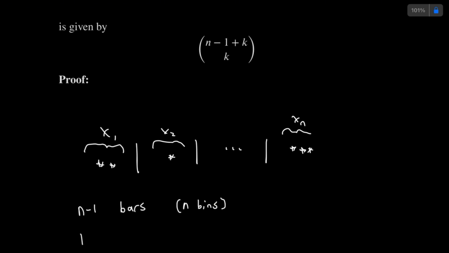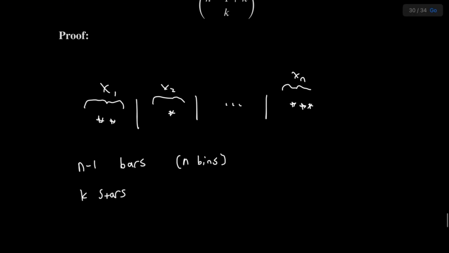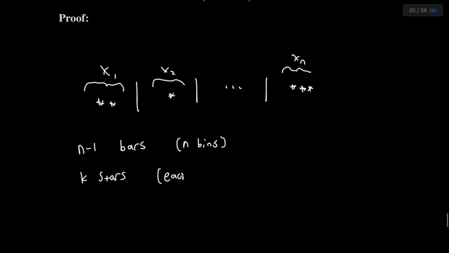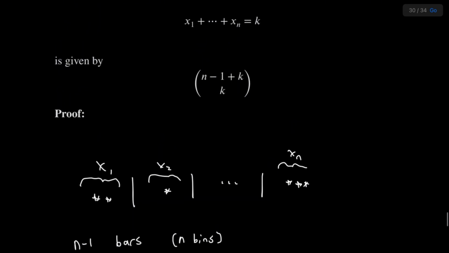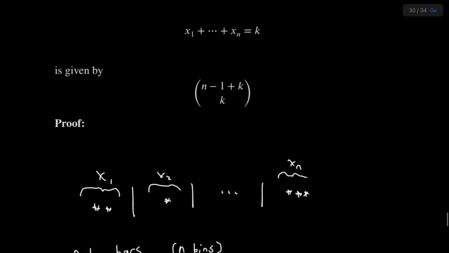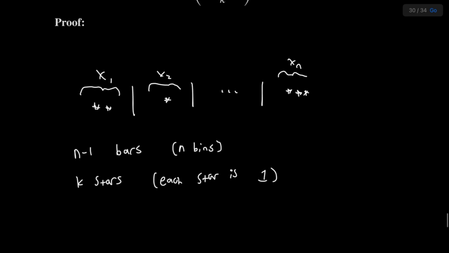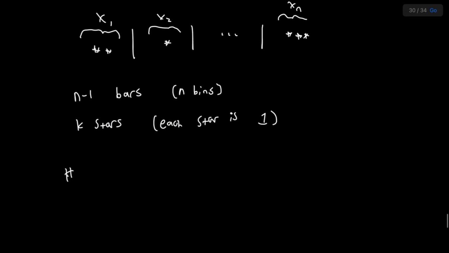And we have k stars, where each star is essentially 1, right? Each star is 1, because we have k stars, and we want them to sum up to k. Okay, so then the number of solutions, just by bars and stars, is n minus 1 plus k, choose k, which is what we want. Okay, so this is a very useful technique for these kinds of problems. And that's it. Not too bad.